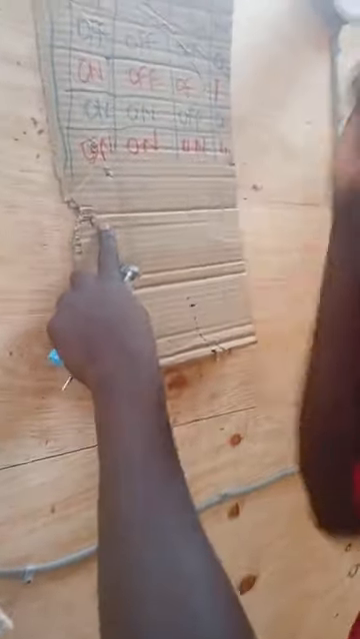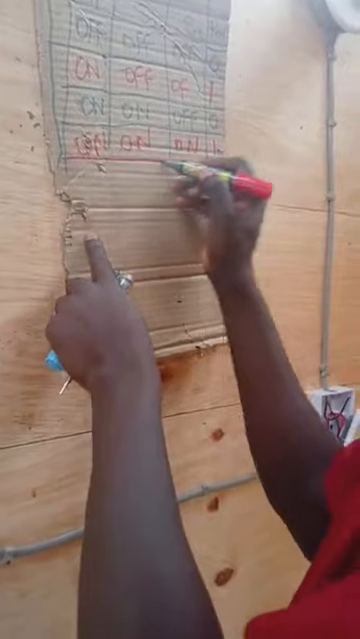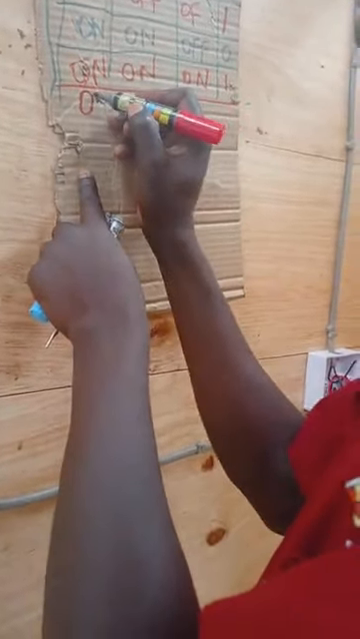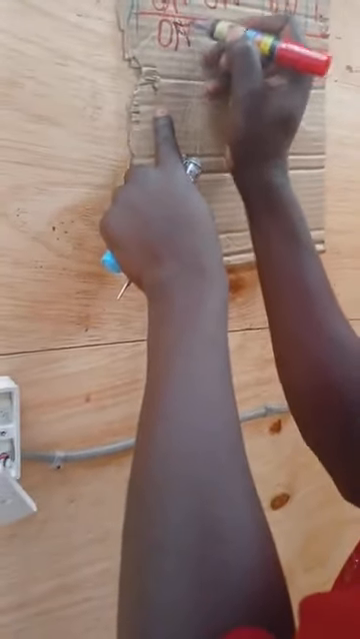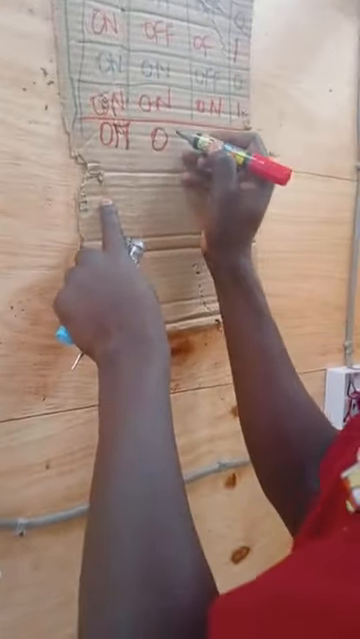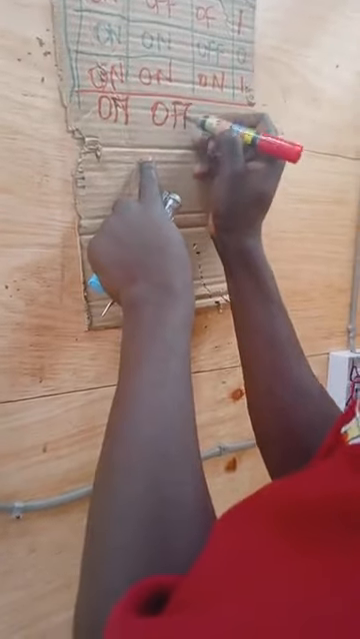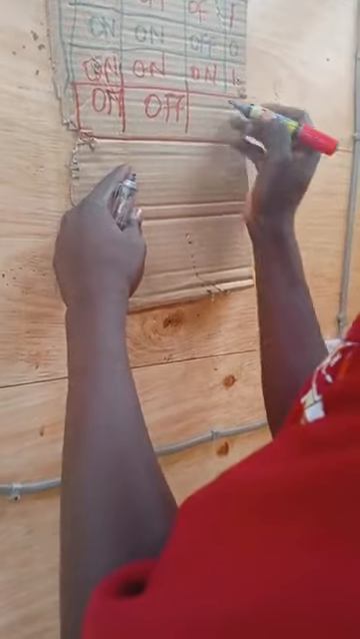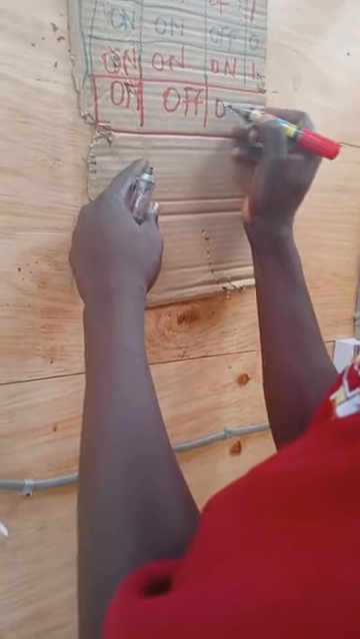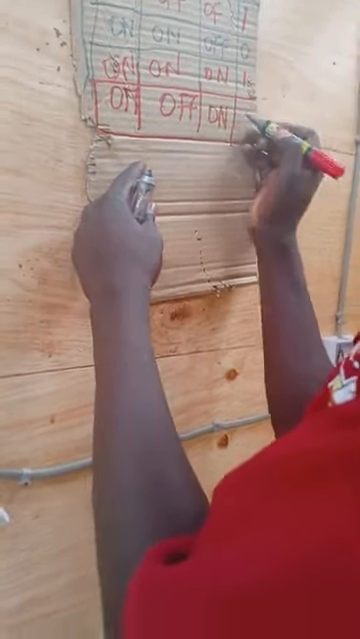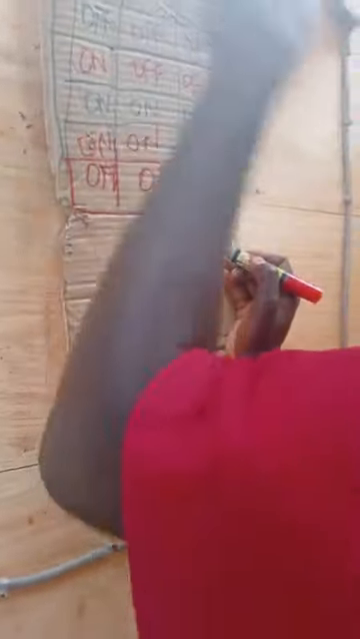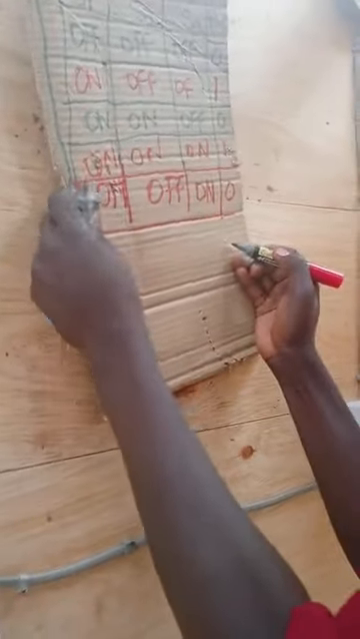So we go and start testing. Let us also look at this scenario where this is off, this is on, this is off, and the third one is on. What will be the result? We shall have no light, meaning these lamps will not give light. So let us now test.